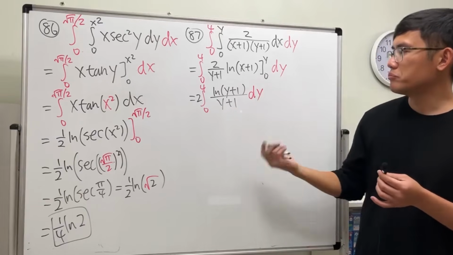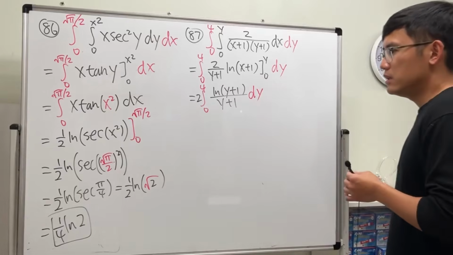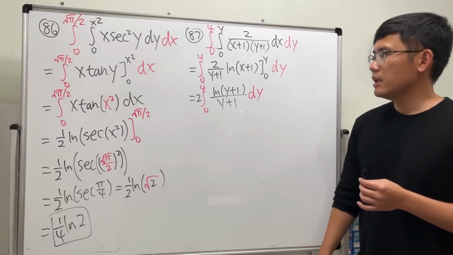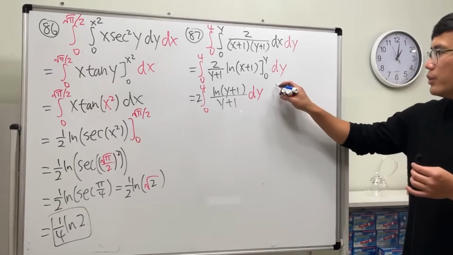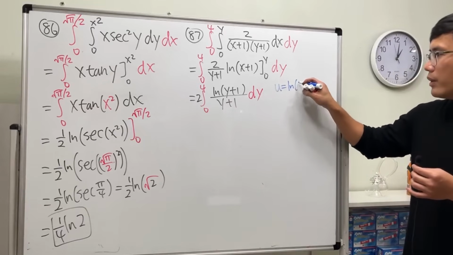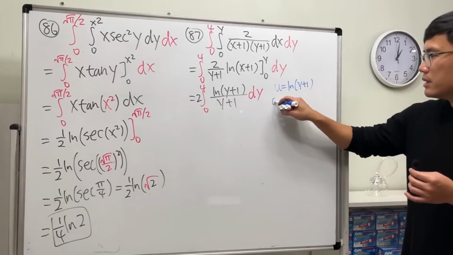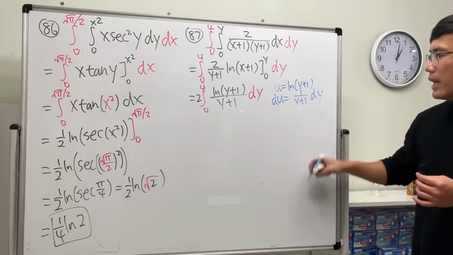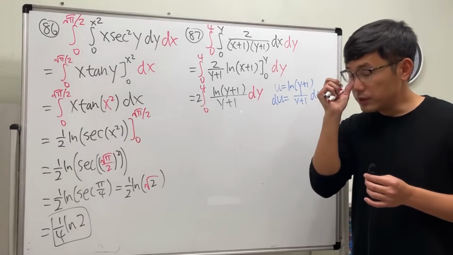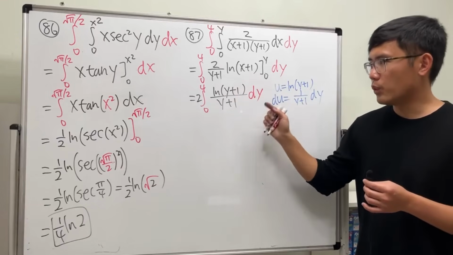Yeah, put the y in here. So that's what we have. And integrating this, alright, so this right here, I'll give you guys a little hint. We let u equal ln of y plus 1 because du will be 1 over y plus 1 dy. So in fact, we are just integrating u in the y world.